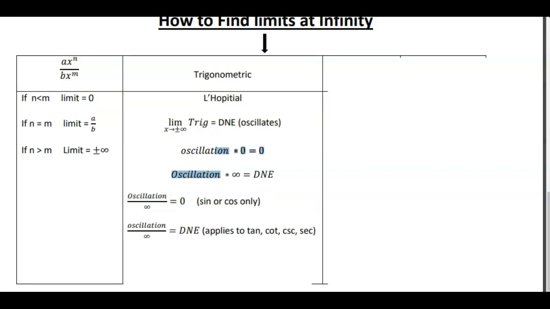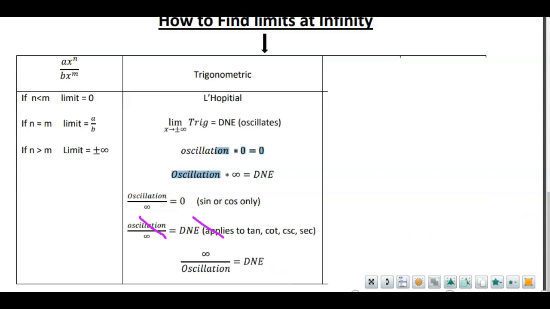So for this, you can kind of just put an X through it. I'm not going to test you on any of those things, but I just wanted to mention it. You will see something like this, though, with the sines and the cosines. Finally, if you have infinity over an oscillating function, that also does not exist. Okay, so there's how to deal with trigonometric functions at infinity.